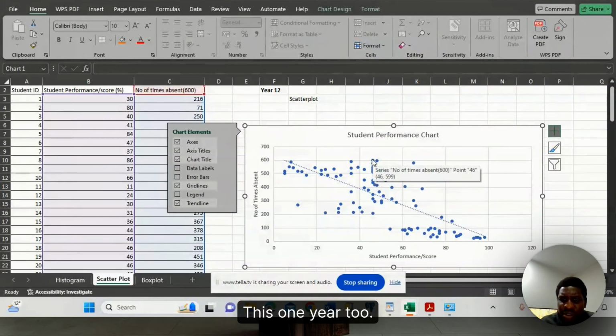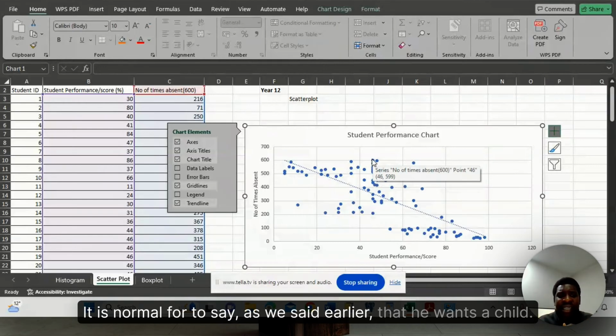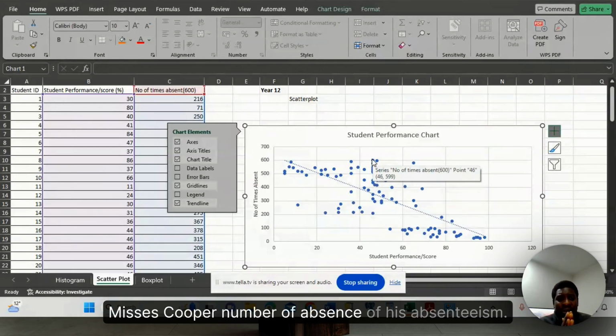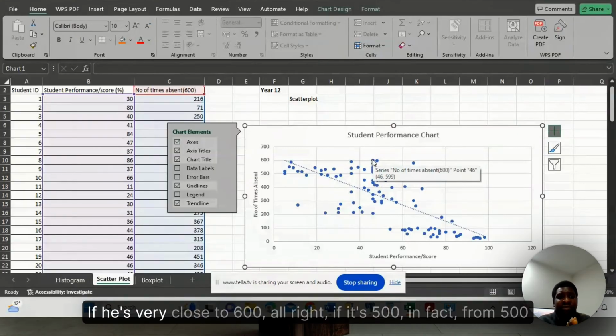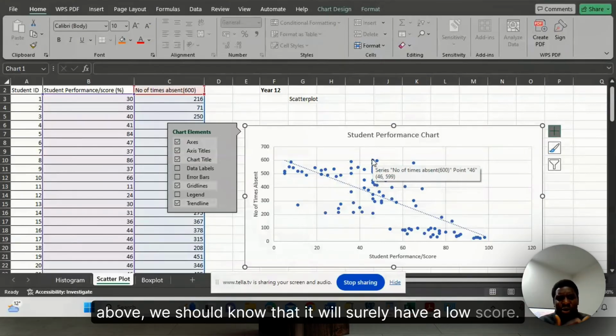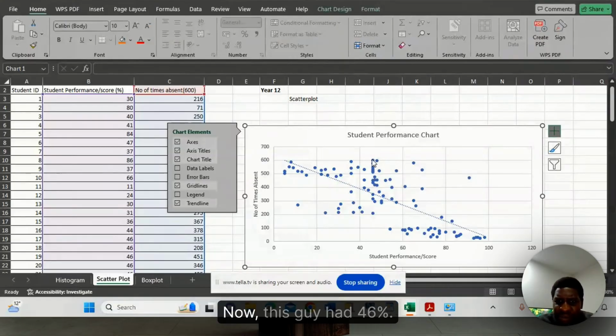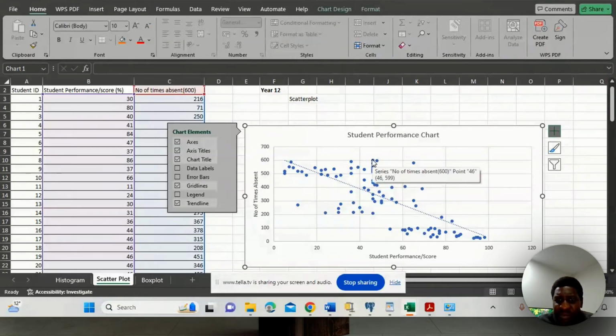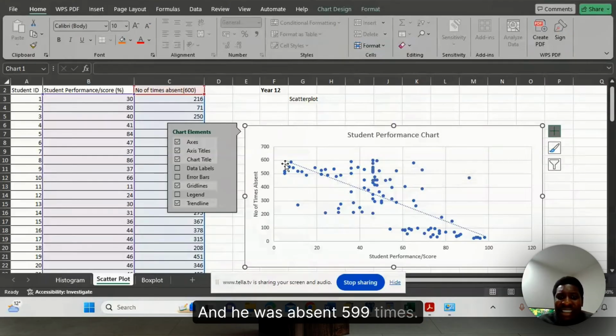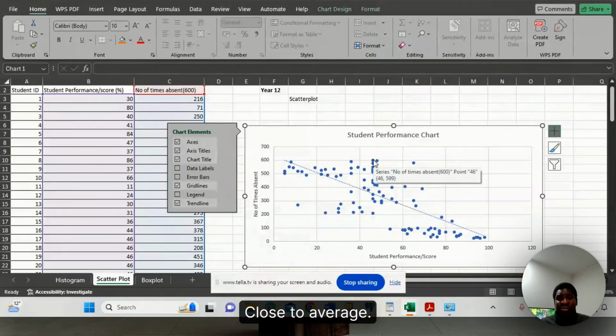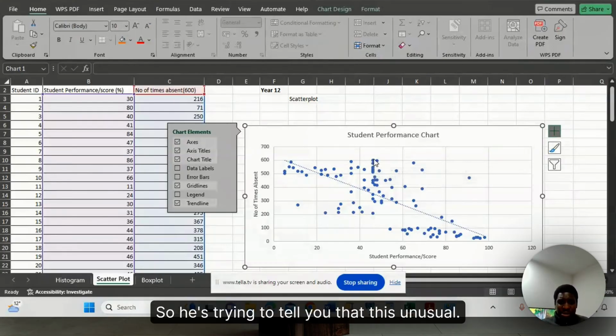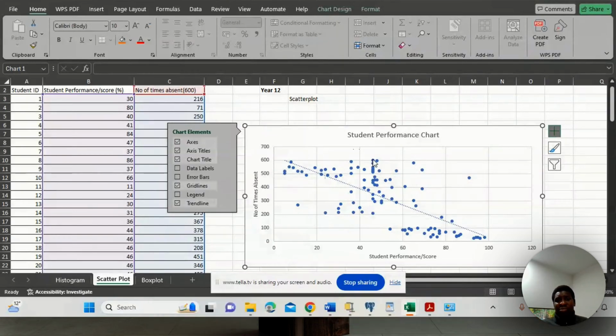Look at this one here too. Something must be wrong. Now who can tell me what is wrong here? Abnormality. It is normal for us to say, as we said earlier, that once a child misses school, if the number of absences is very close to 600, or from 500 above, we should know that he will surely have a low score. That means he does not go to class. But look at this place now. This guy had 46%, and he was absent 599 times. Yes, he had 46%, close to average. So it's trying to tell you that this is unusual. That means he only came to school once, and he still came close to passing.